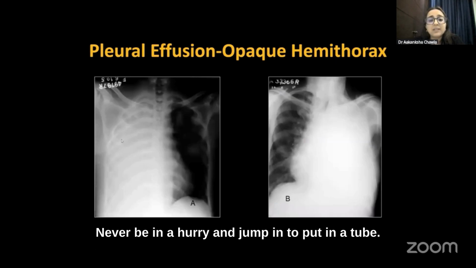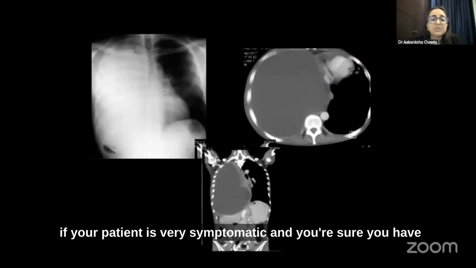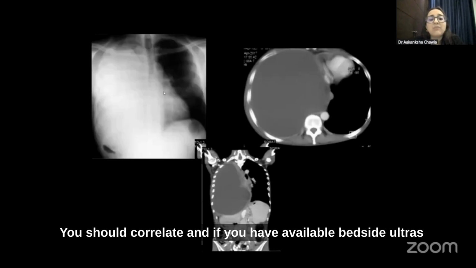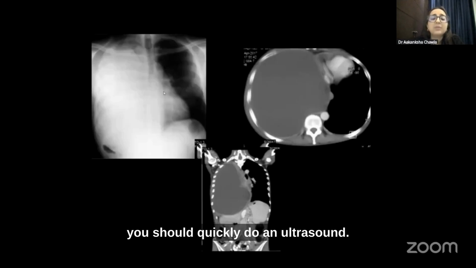Never be in a hurry and jump in to put in a tube. Never be in a hurry to drain the fluid quickly. Always, of course, if your patient is very symptomatic and you're sure you have to, but it should depend upon the clinical presentation. You should correlate, and if you have available bedside ultrasound, you should quickly do an ultrasound.